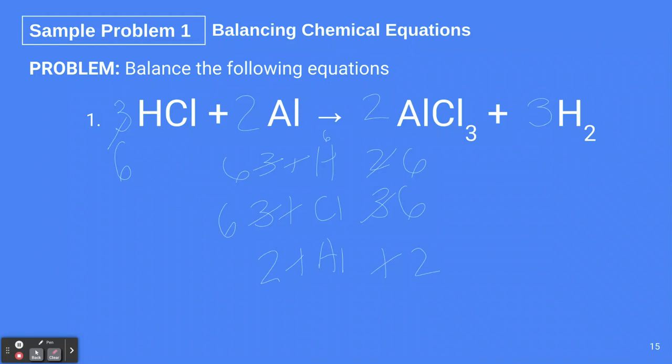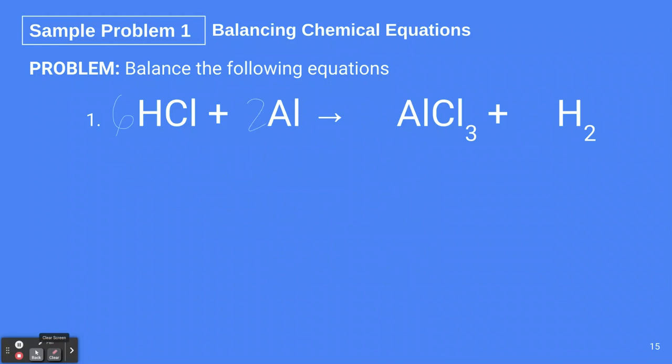Here's what it would actually look like. Okay, 6, 2, 2, 3, and I'll go ahead and count them for you again. So hydrogen, I have 6, chloride, I have 6, I have 2 aluminums, and then on my right-hand side, I have 2 aluminums, I have 6 chlorides, and I've got 6 hydrogens.